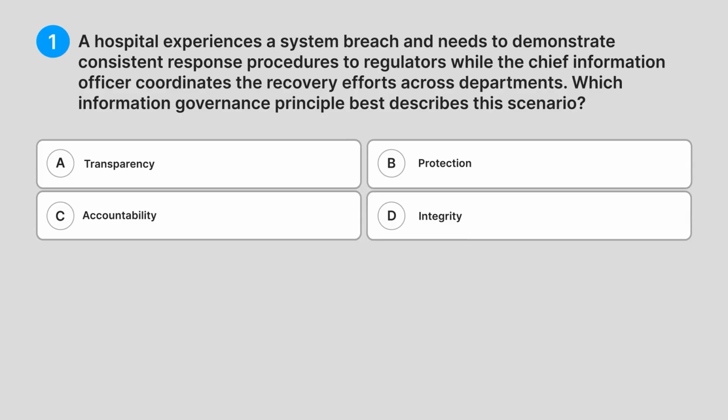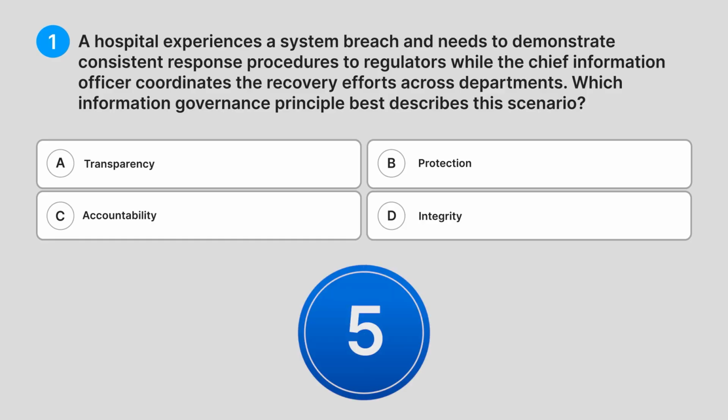1. A hospital experiences a system breach and needs to demonstrate consistent response procedures to regulators, while the Chief Information Officer coordinates the recovery efforts across departments. Which information governance principle best describes this scenario? A. Transparency. B. Protection. C. Accountability. D. Integrity. Can you guess the answer?